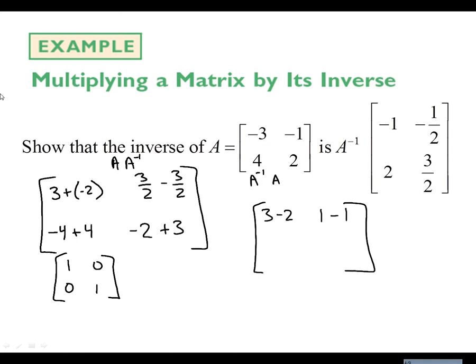And then we're going to go second row. 2 times first column is negative 6, and then 3 halves times 4 is going to be plus 6. And then last row, last column. So 2 times negative 1 is negative 2, and then 3 halves times 2 is plus 3. And here we go. We've got a 1, a 0, a 0, and a 1 again. So we have shown that they are inverses of each other.